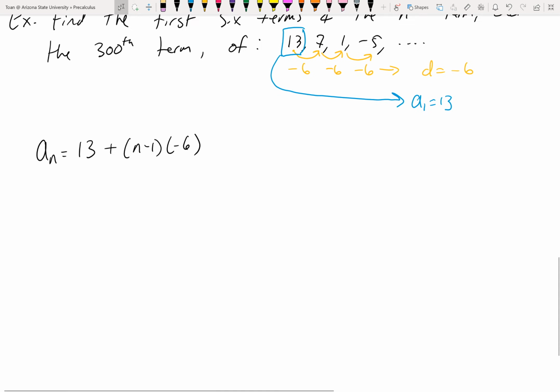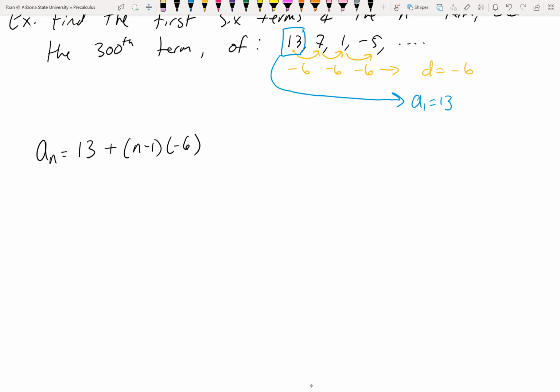Now, different people are different, again, to speak the obvious. Different classes, different teachers have different expectations. When it comes to arithmetic sequences, I actually don't simplify, because this tells me a lot of information. It clearly tells me what the common difference is. It clearly tells me what the first term is. So I actually just like to leave my answer like this.